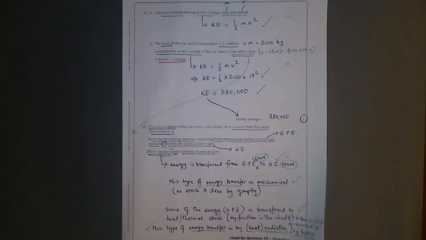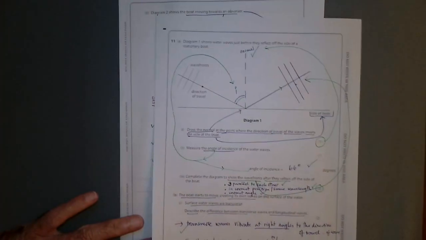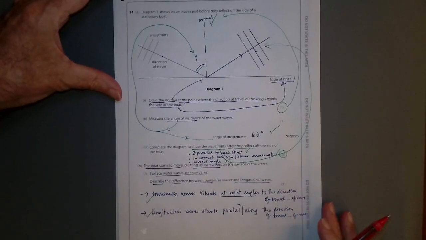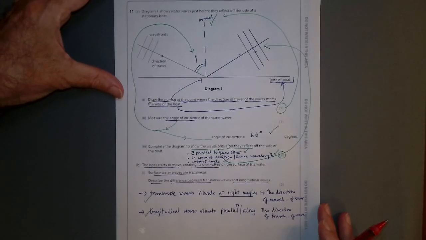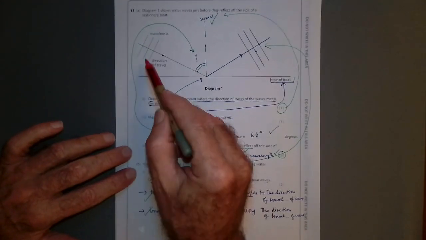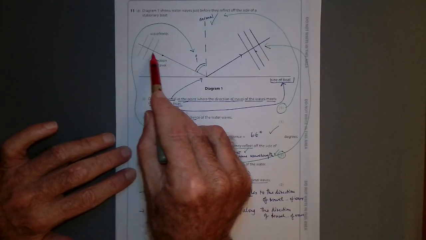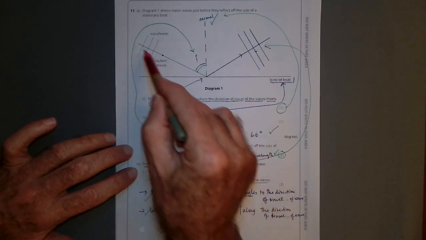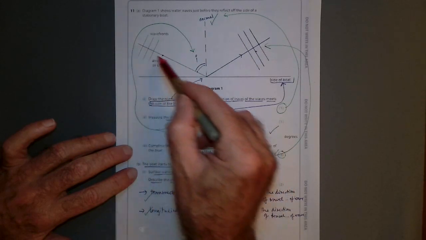Okay, so I think we're going to be able to finish it in one video. Question 11 is about wavefronts and reflection. So wavefronts are these parallel lines, and the arrow shows the direction of travel of the wave, which in light would be a ray.